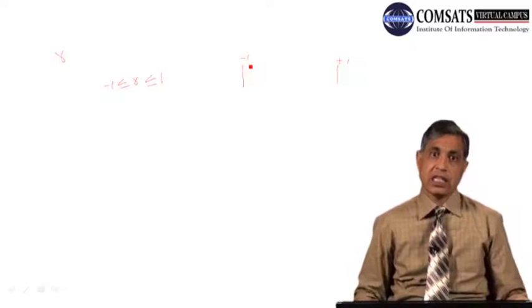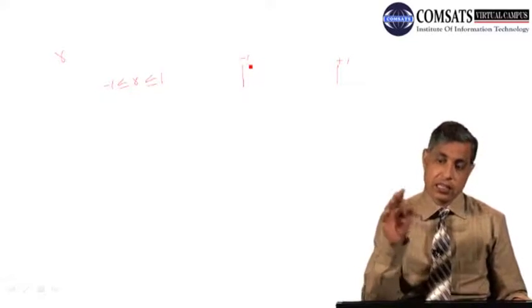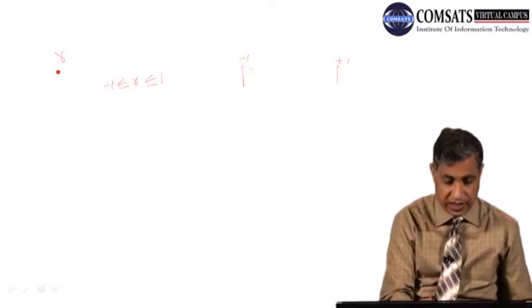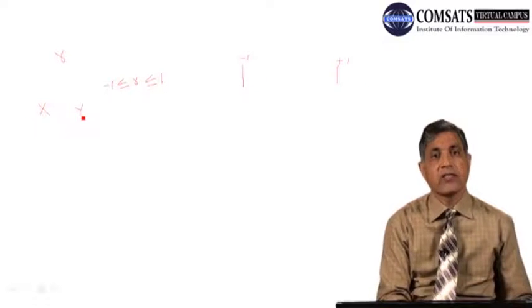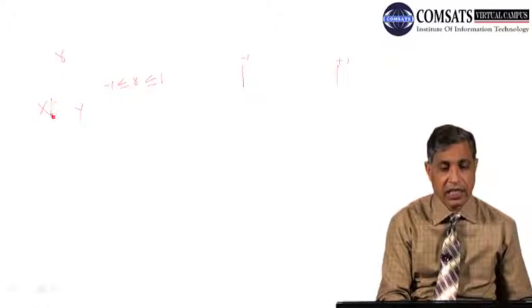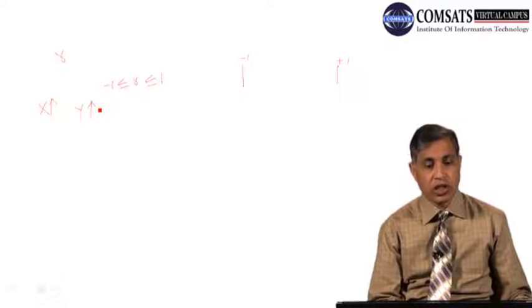Positive correlation states that both the variables are going in the same direction. For example, assume this is the x variable and this is the y variable, and I say if x is increasing, the y is also increasing. This is a positive correlation.